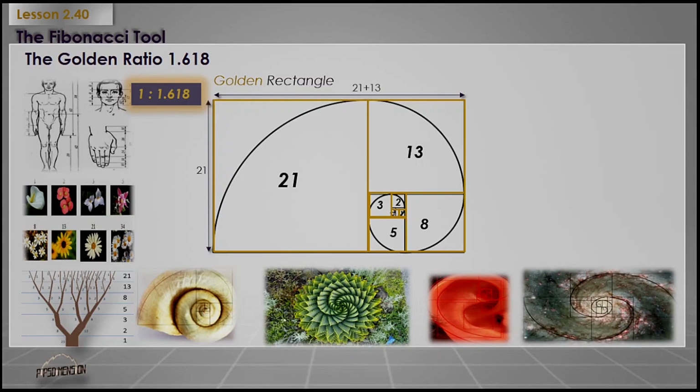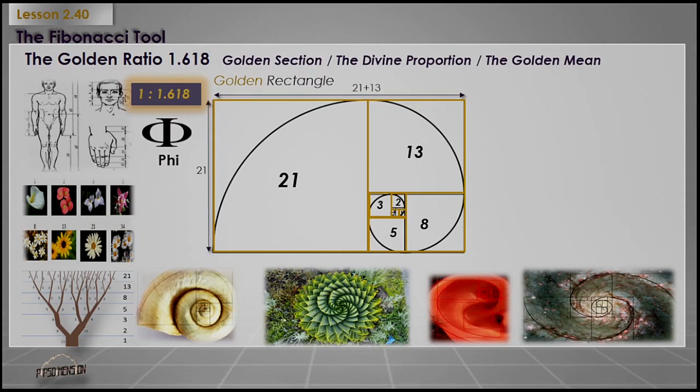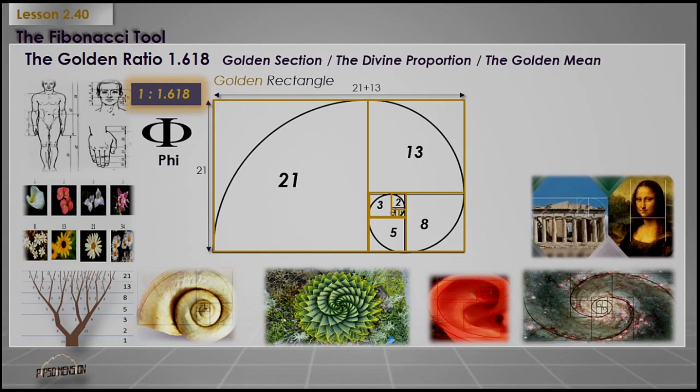This phenomenal ratio is also known as the golden section, or the divine proportion, or the golden mean, and it is denoted by the Greek letter phi. Since the ancient days, the golden ratio has been used by some renowned artists and engineers in their paintings, and even in the construction of some renowned buildings, like the Egyptian pyramids and many others. So it appears that the golden ratio is playing mysterious roles in different aspects of life.